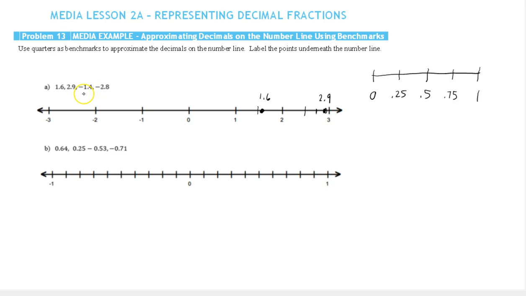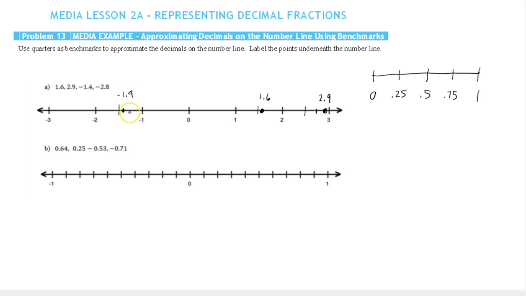Next we have negative 1.4. Well, that will be between negative 1 and negative 2. So first I'm going to cut it in half. That would be negative 1.5. And I'm happy with that. Negative 1.4 will be a little bit further to the right. So this is negative 1.5. Negative 1.4 would be right around here.